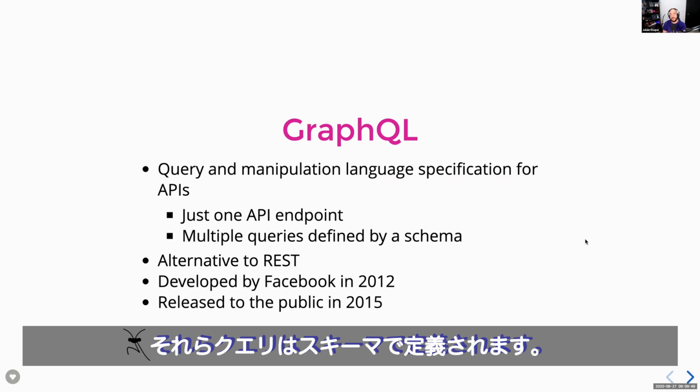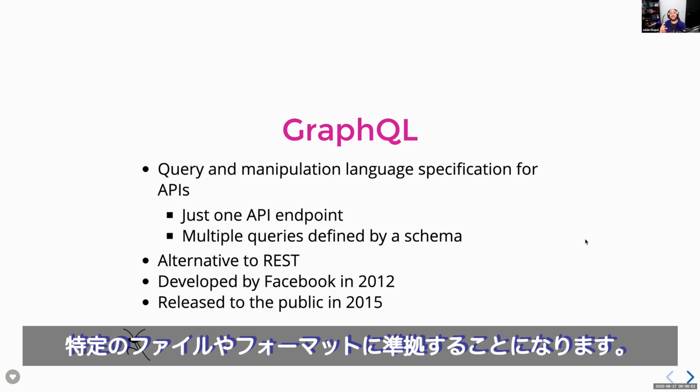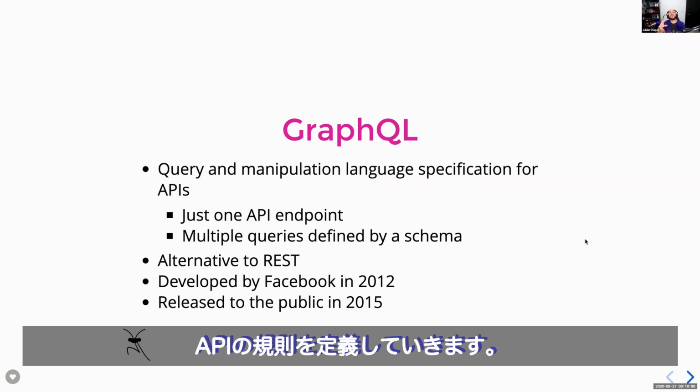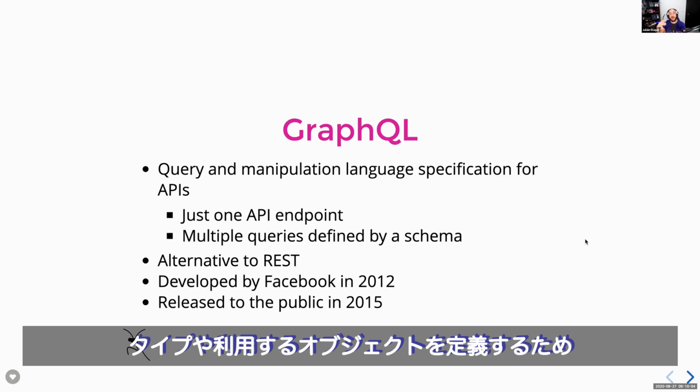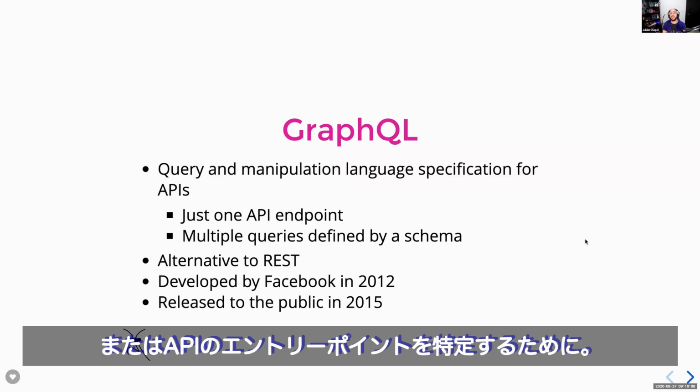Those queries are defined by a schema. So there is a specific file or a specific format that you are going to follow to define the contract of your API, to define the types or the objects you are going to use, and to specify the entry points of your API.